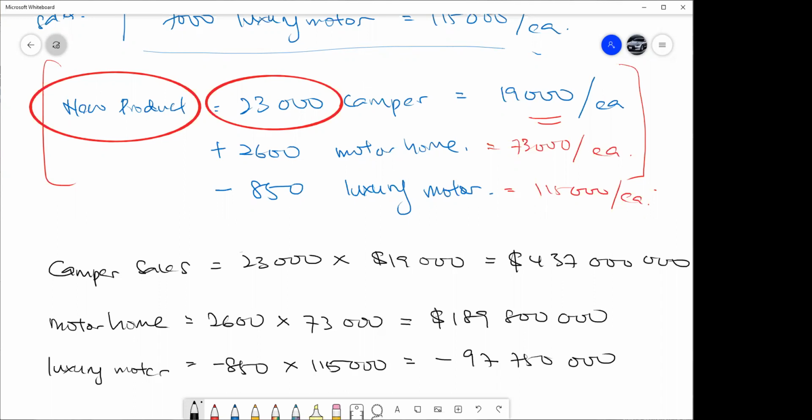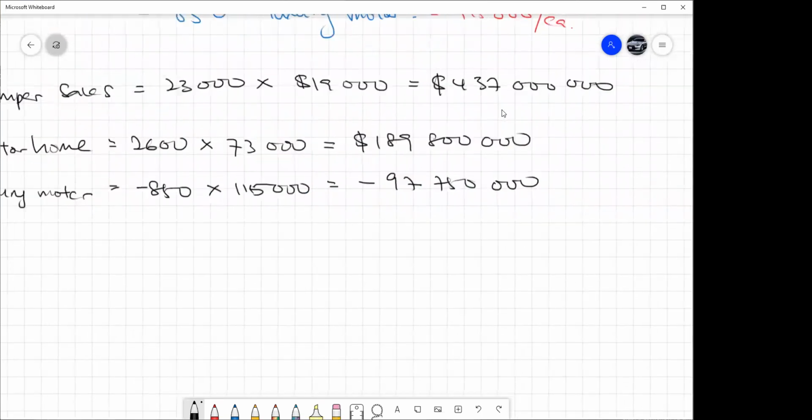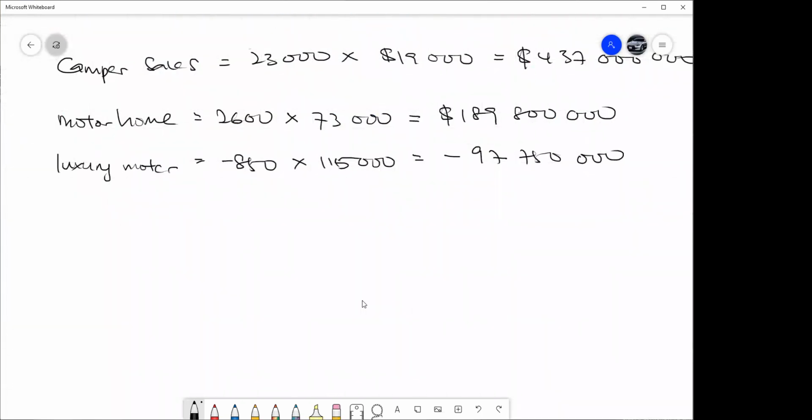Okay. Question 5 asks you to find what is the net sales of this project. All right, what is the net sales? So the net sales means total all this up together only.